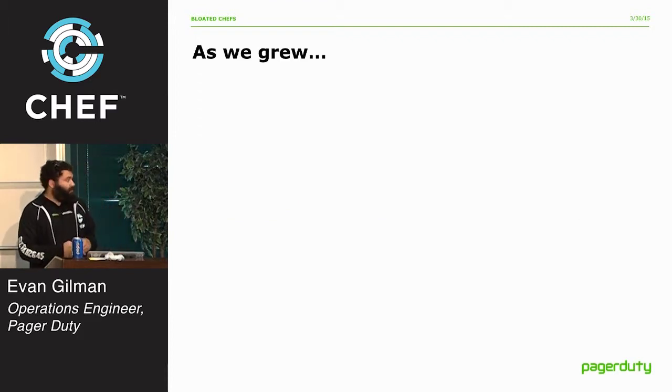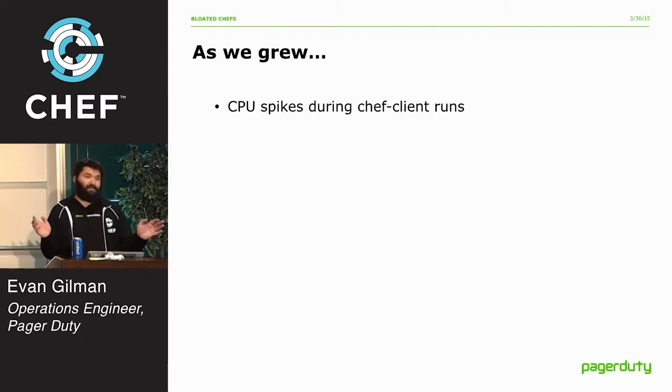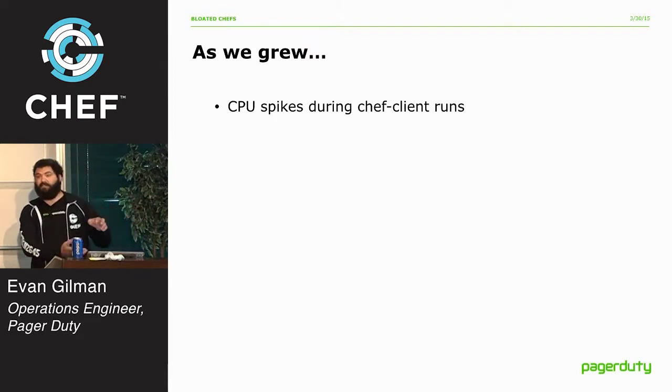So as we grew, we began seeing some issues. The frequency and severity of these problems would continue to increase as the infrastructure grew. The first problem we saw was just basically CPU spikes during the chef runs. Chef runs would occur, and CPU would go crazy, and we could even sometimes see this effect on the application and the application statistics. The chef run is starving the application for CPU time.